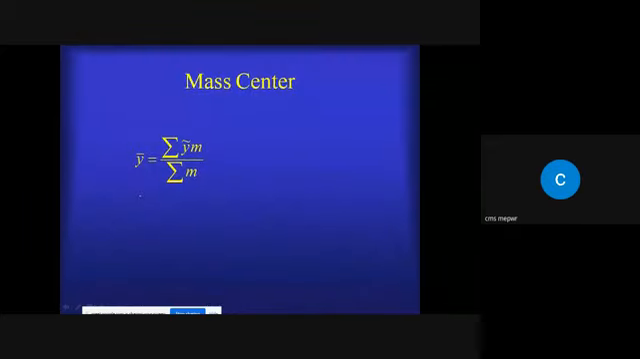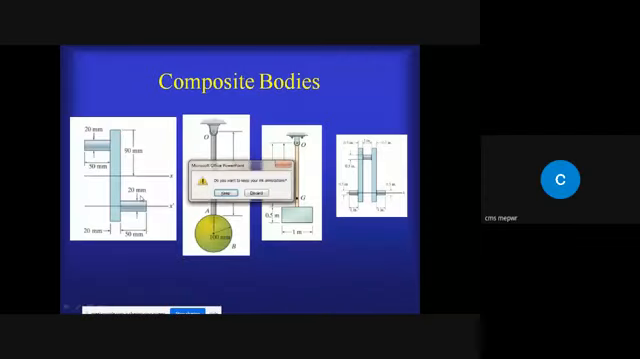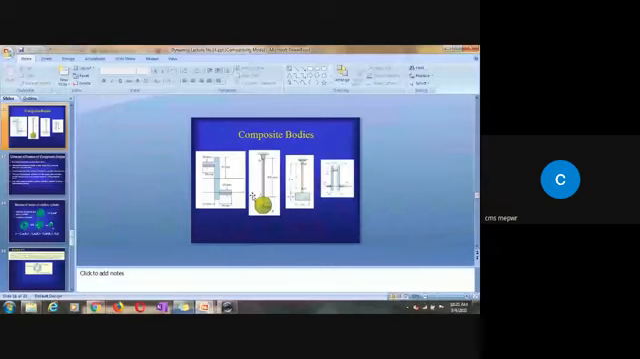Okay, for the remaining part, just for your own interest, you can go through this slide. I will now shift towards the main class.